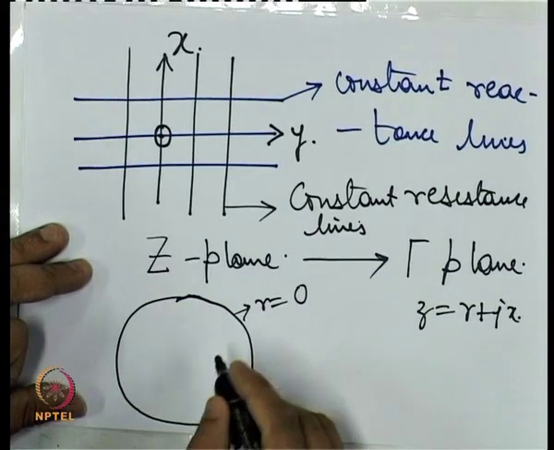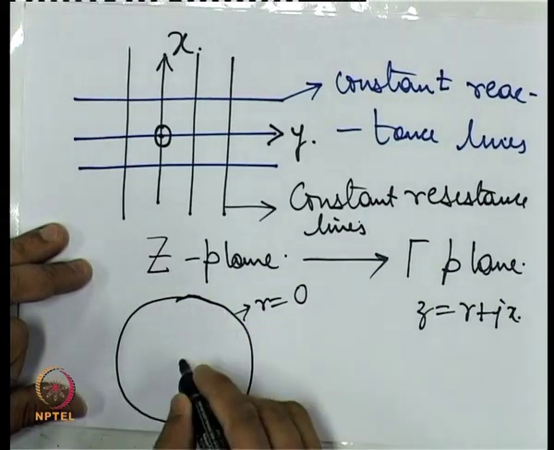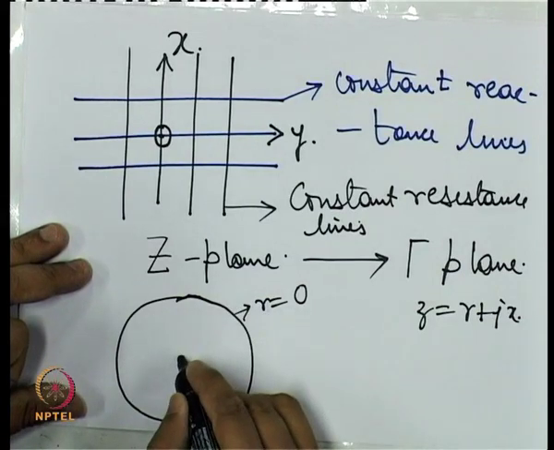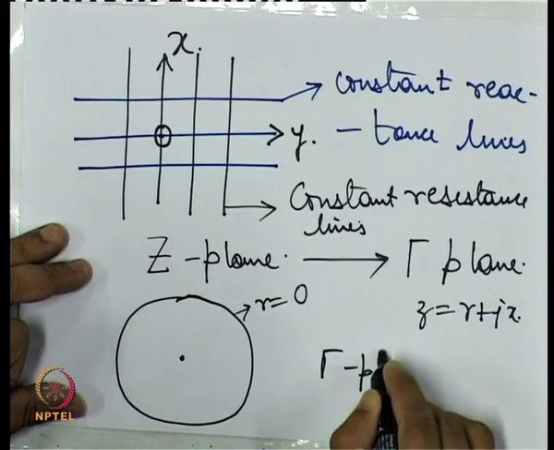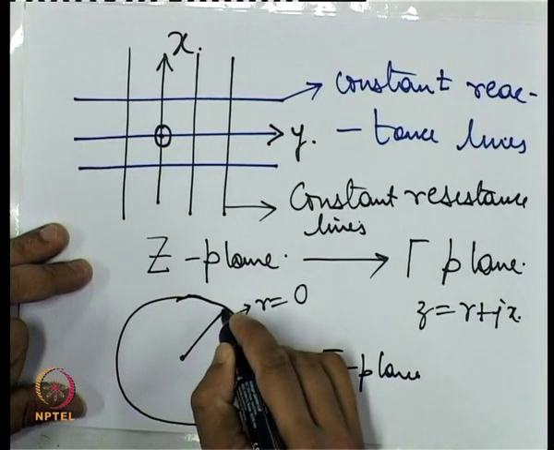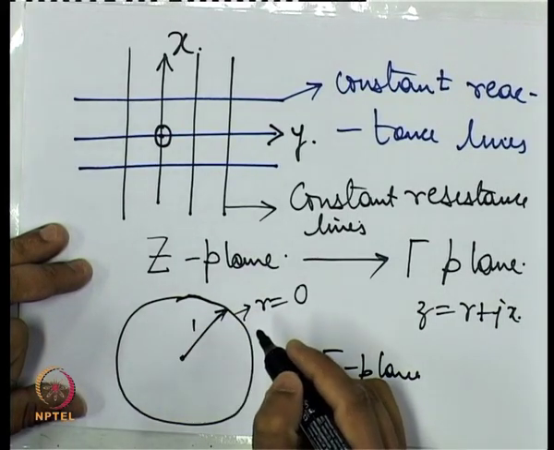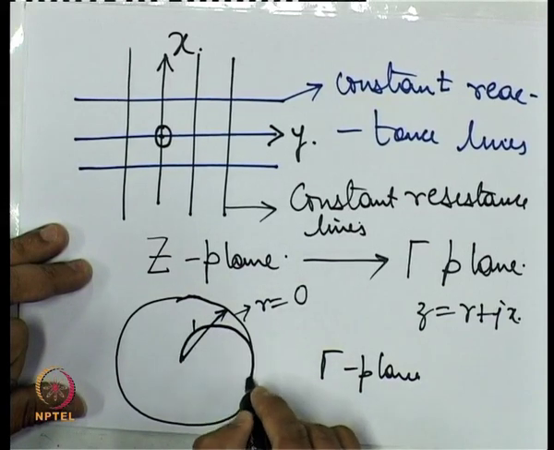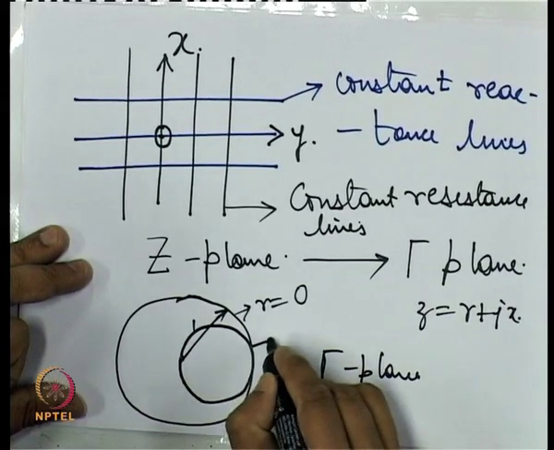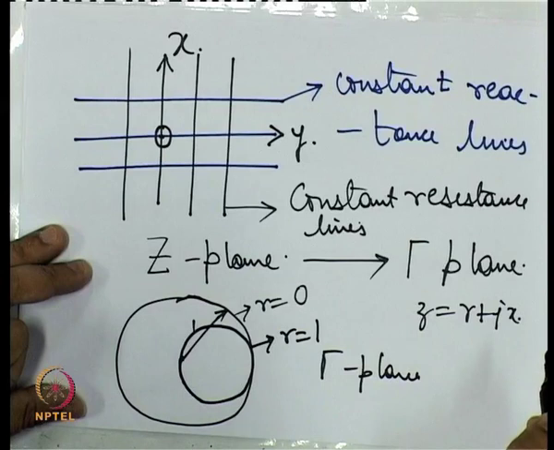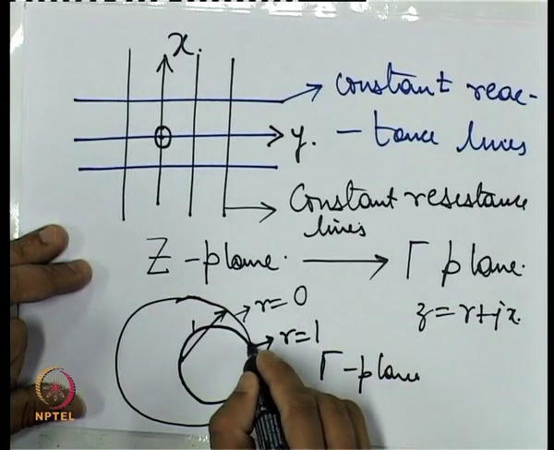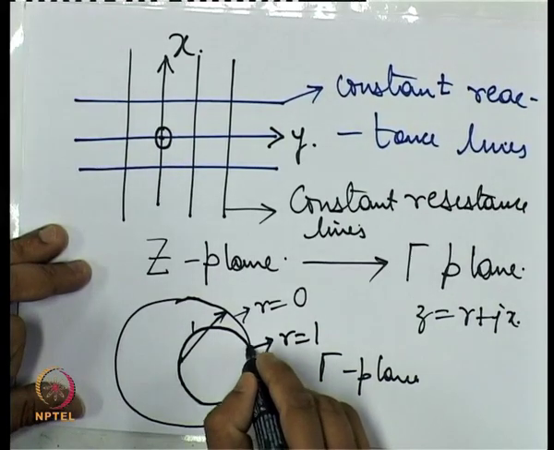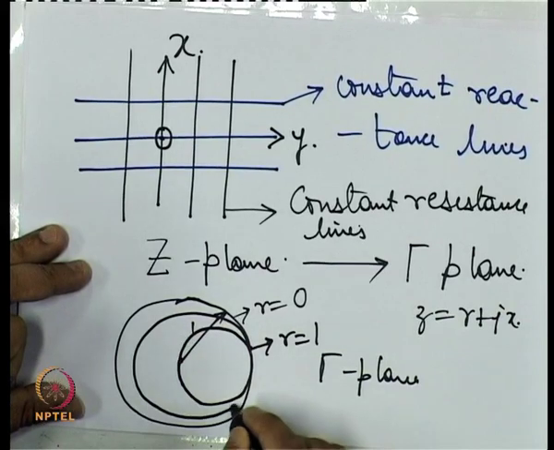So this circle corresponds to the R equal to 0 straight line, from the origin, now we are in the gamma plane. Now from the origin, this circle has a radius of 1. As the value of this small r goes on increasing, we will get a number of circles. For example, this is the R equal to 1 circle and so on. So between R equal to 1 and R equal to 0, we will get other constant resistance circles like this.